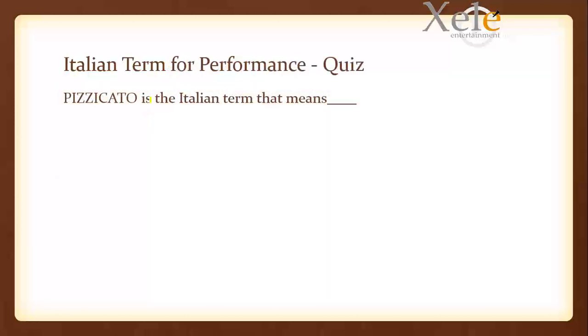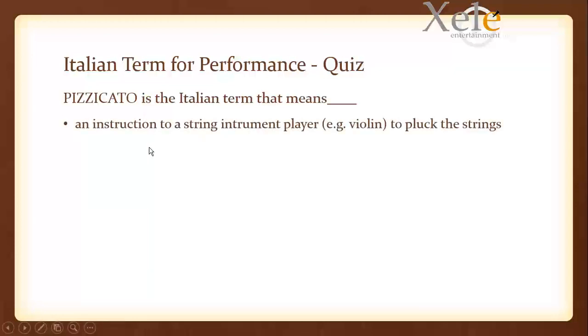So I have a quick quiz here. Pizzicato is the Italian term that means to pluck the strings with your fingers.